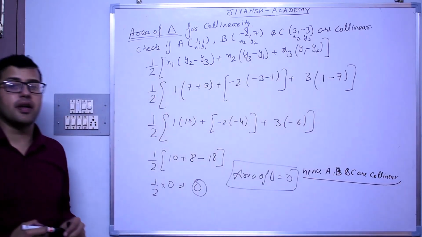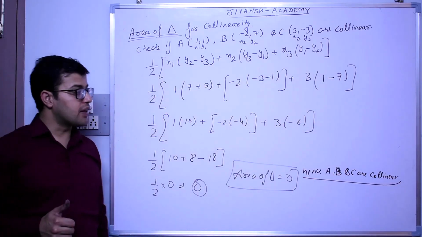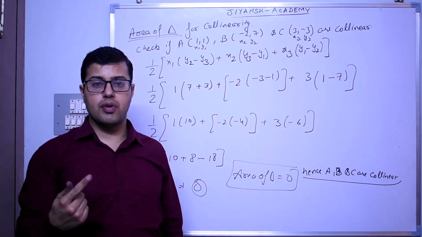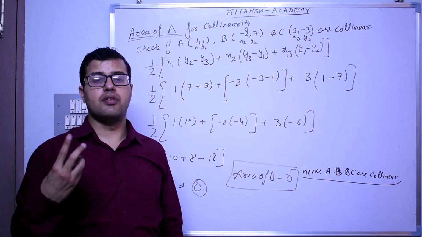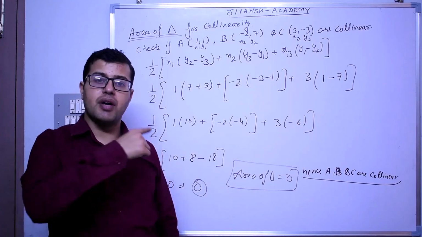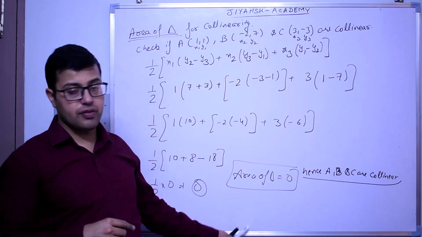Right? So in today's lecture we have studied about distance formula, section formula, midpoint formula, formula for finding out the centroid, and how to check the collinearity by the distance formula and by the area of triangle formula.